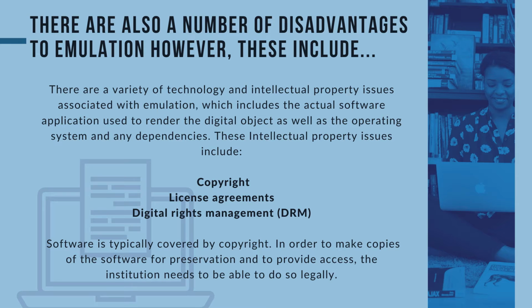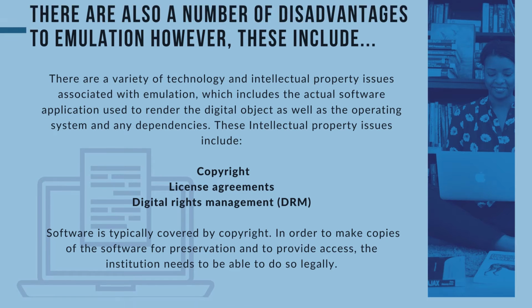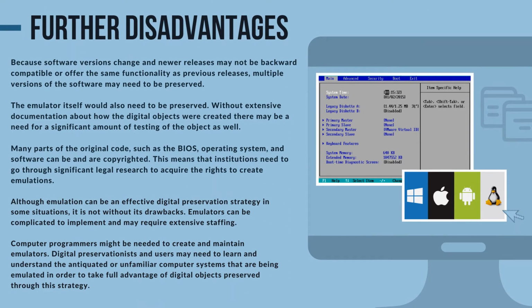Software is typically covered by copyright. In order to make copies of the software for preservation and to provide access, the institution needs to be able to do so legally. Because software versions change and newer releases may not be backward compatible or offer the same functionality as previous releases, multiple versions of the software may need to be preserved. The emulator itself would also need to be preserved.